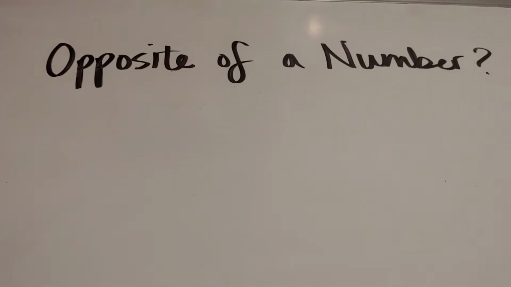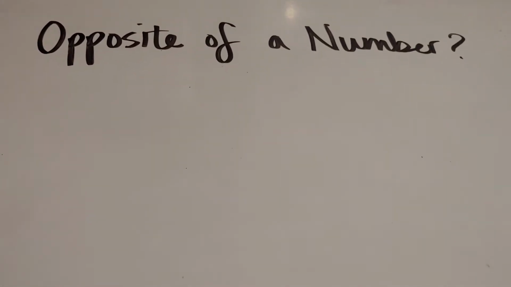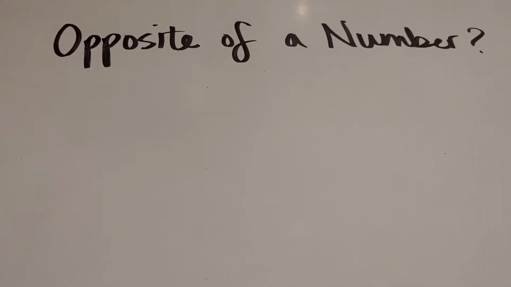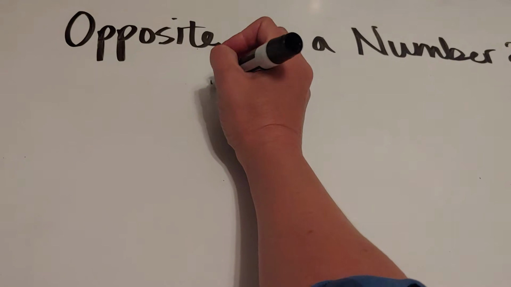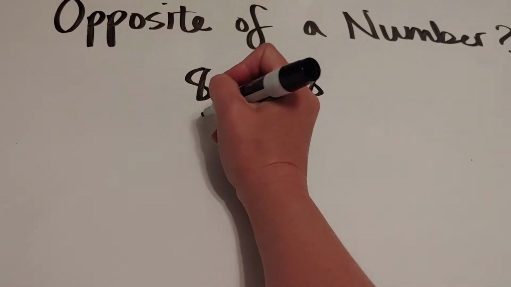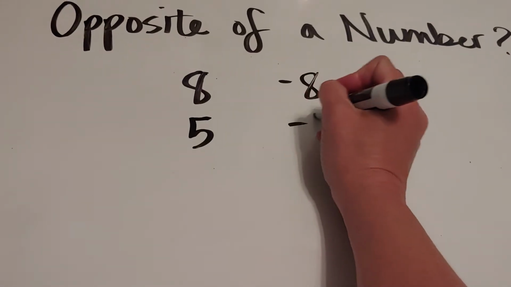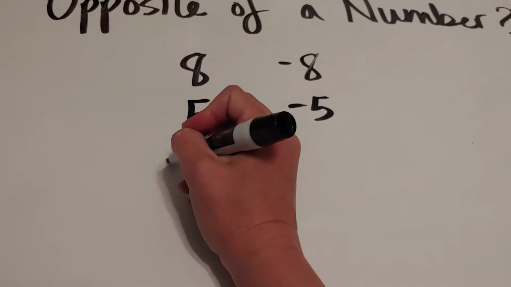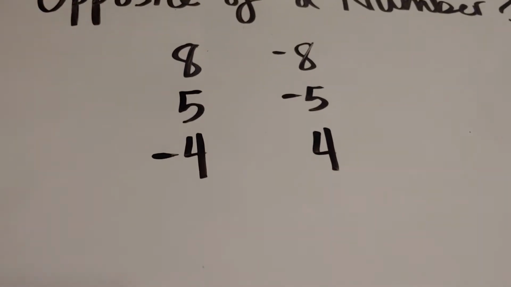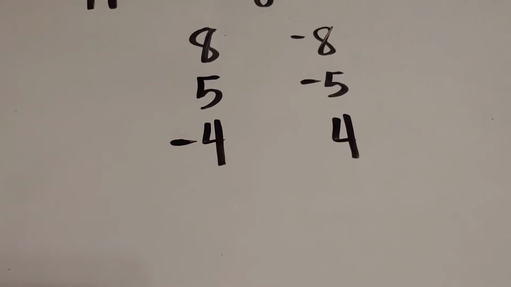In this video, we're going to look at what is called the opposite of a number. When you're talking about signed numbers or integers, the opposite of a number is, like, if you had 8, the opposite would be -8. If you had 5, the opposite would be -5. If you had -4, the opposite would be 4. Now, why are these opposites?